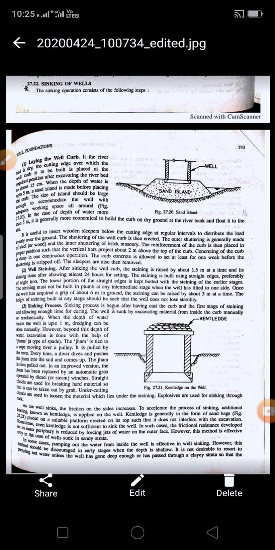Means what happens when we put the well into the water is that there is a problem of tilting and not perfectly positioning. In that case we provide the staining. The staining is provided so that the well does not lose its stability. The well should be stable in the sand island, so we provide the staining structure to hold the whole of the well.